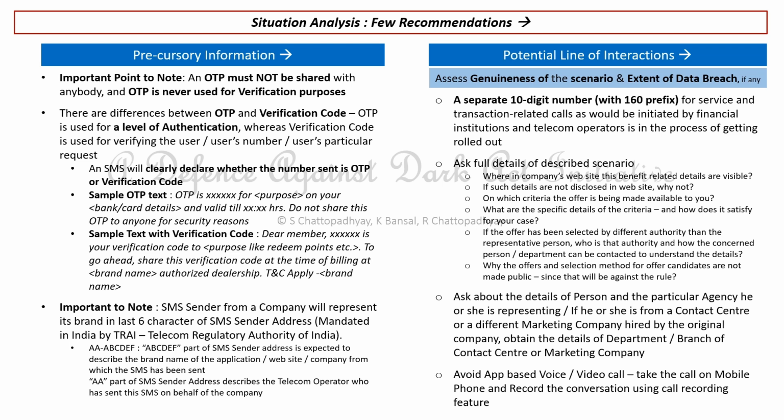So once you receive an SMS from a company, it would typically show an address like AA-ABCDEF, right? Now this ABCDEF, the last 6 characters, is part of the SMS sender address, and it's expected to describe the brand name of the company, or who the sender of this SMS is. And the first 2 characters, AA, are usually the abbreviation of the telecom operator who is sending this SMS on behalf of the company.